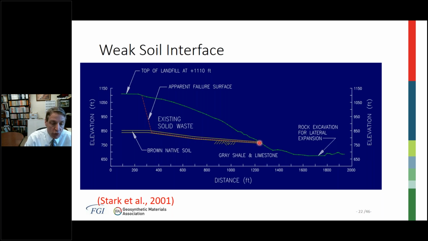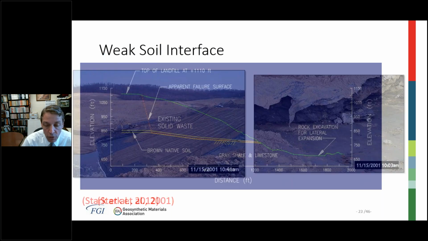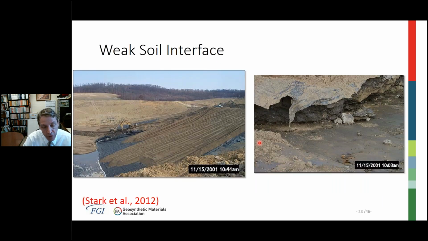So that's natural weak soil. Here's an interesting case where the weak soil actually happened to be compacted soil. So hopefully you noticed the cover soil being placed top down. Again, not the desirable way to do it. And movement occurring in the liner system.